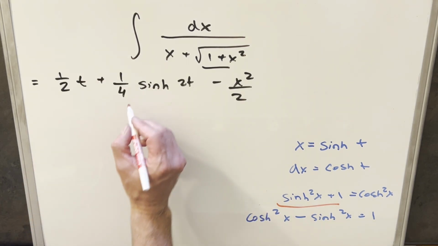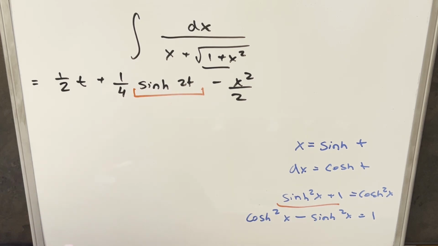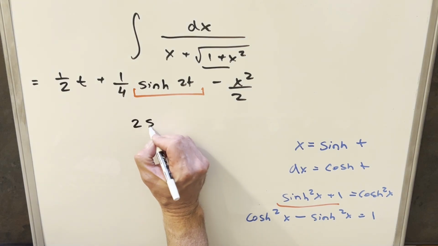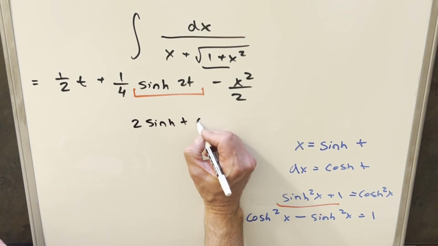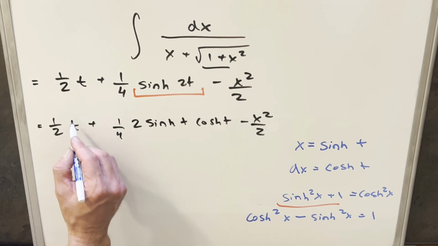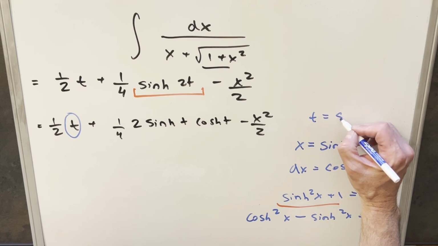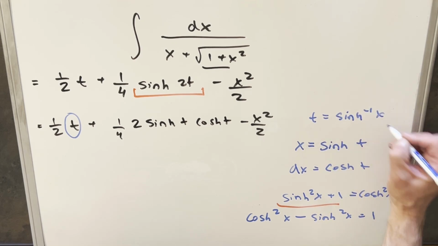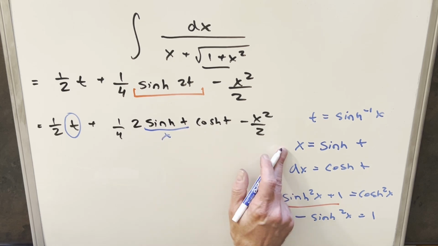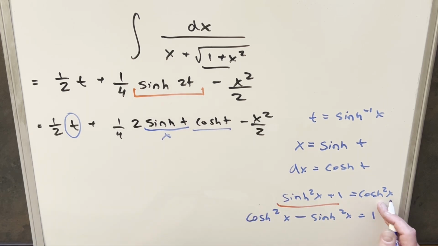But now from here, I just want to reduce this sinh 2t. We've got the same double angle formula we have for the regular trig functions. So let's rewrite this as 2 sinh t cosh t. But now from here, we just really need to back substitute. Let's get a value for t. Just rearranging this here, I can write t as inverse sinh of x. We already have a value for sinh of t. This is the same thing as x from this right here. And then in order to get a value for cosh, we can just use this right here.